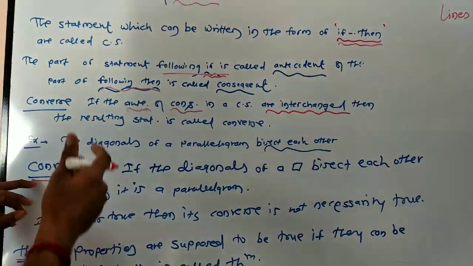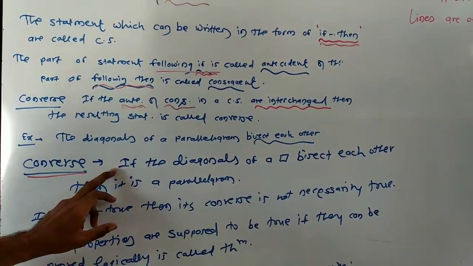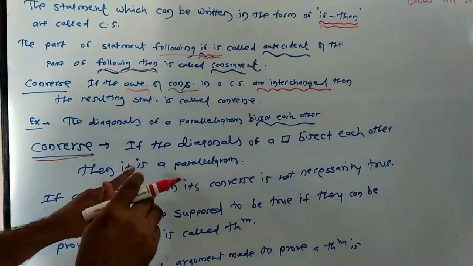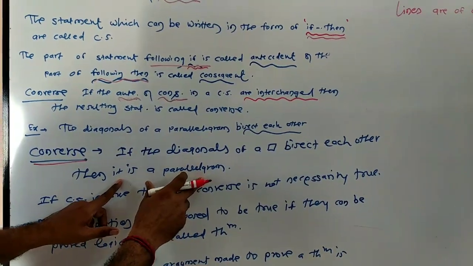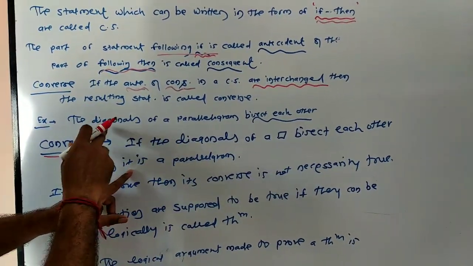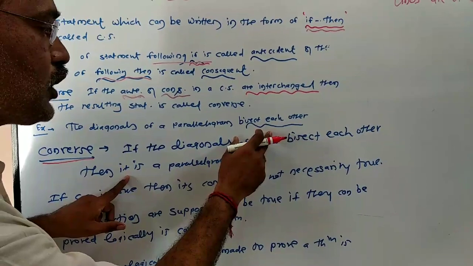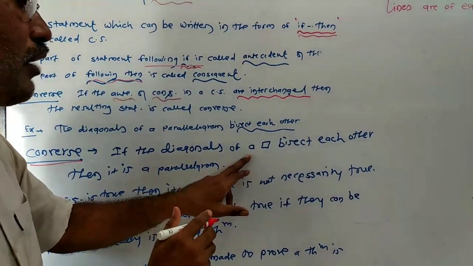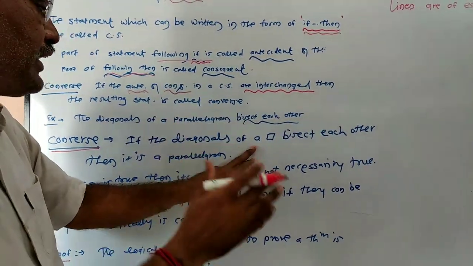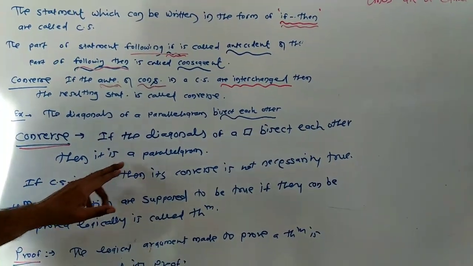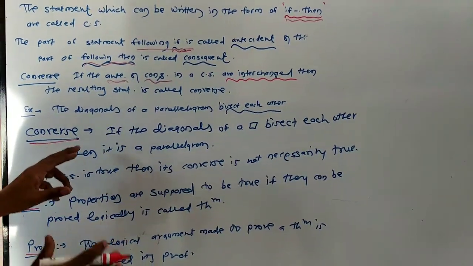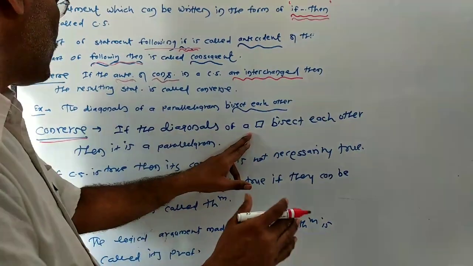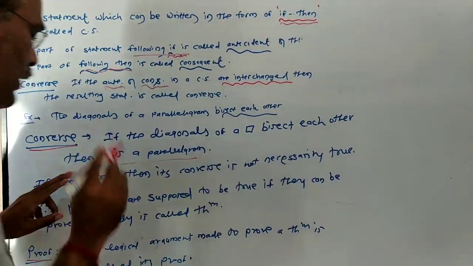Converse means: if the diagonals of a quadrilateral bisect each other, then it is a parallelogram. Our statement is the diagonals of a parallelogram bisect each other, and its converse is like this. If the diagonals of a quadrilateral bisect each other, then it is a parallelogram.